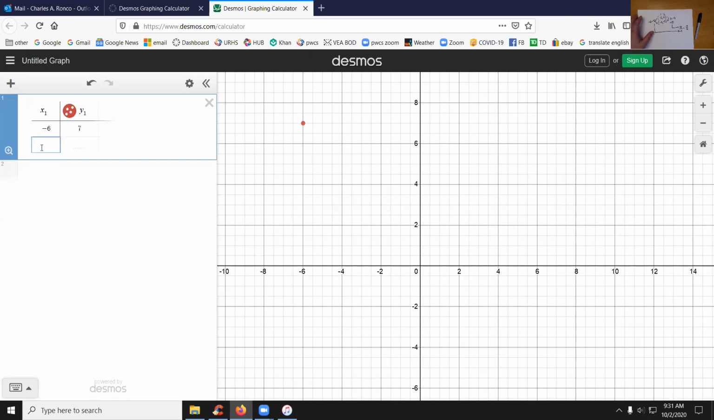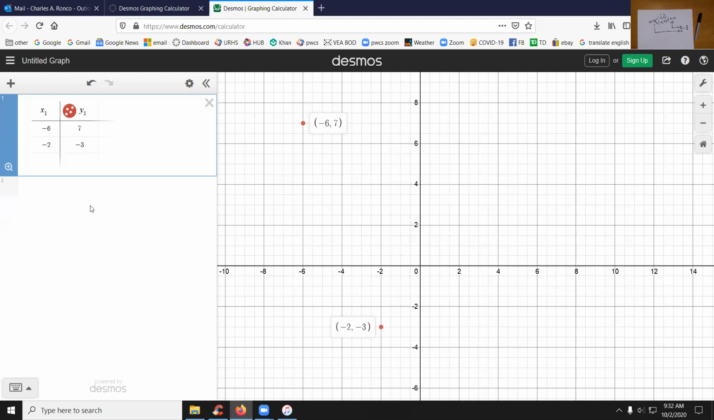And now let's put in the other point. -2, -3. Okay, and you can see that the other point is put in there too. And if we click on them, we can see the coordinate pairs written.